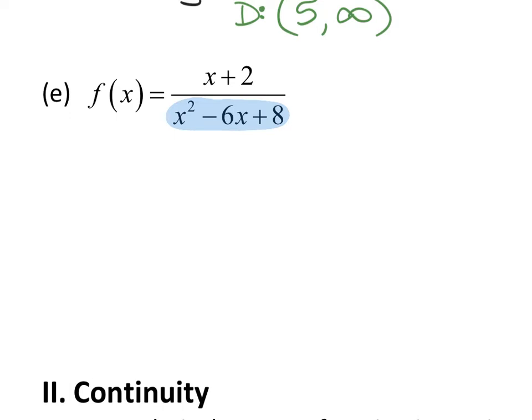So we need to know when this is equal to 0 so that we can say except for those. So we set x squared minus 6x plus 8 equal to 0, and we need to solve. How do we solve something like that? Wait, isn't it cannot be equal to 0? Oh, you're so right. Thank you. Cannot be equal to 0.